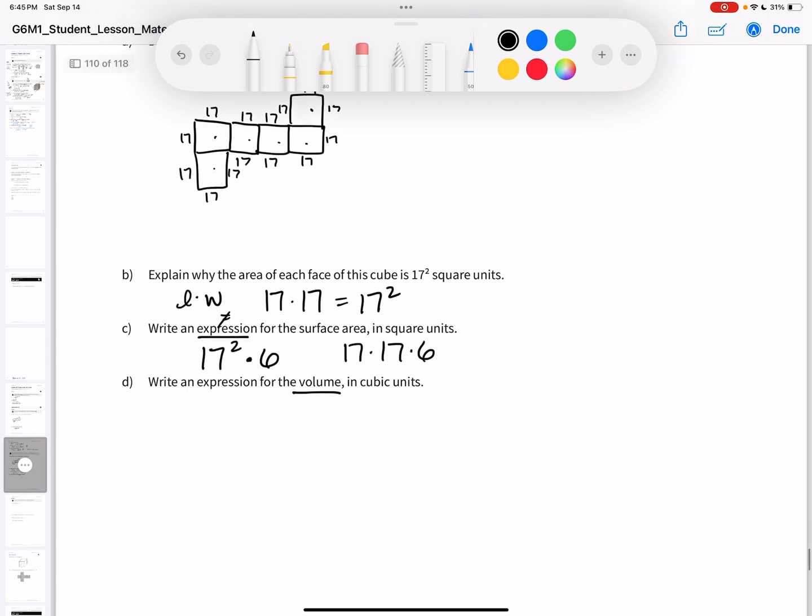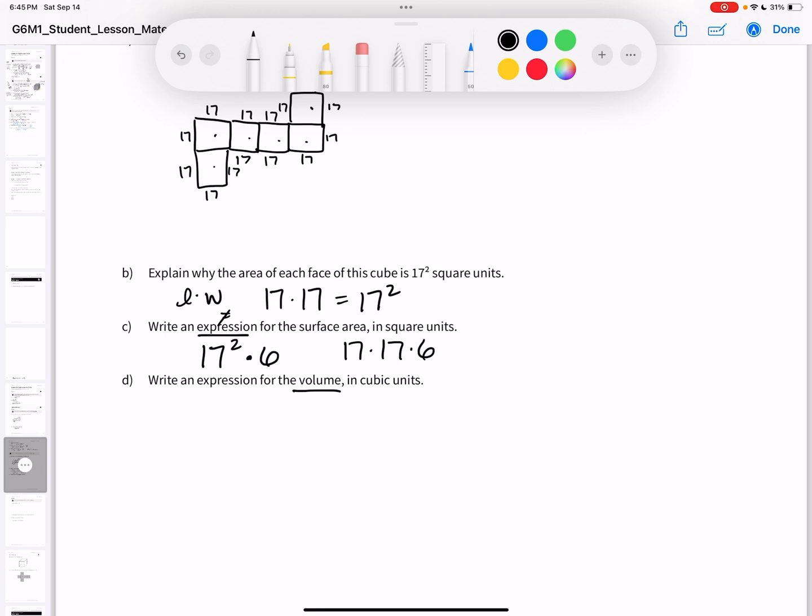Well, volume is length times width times height, and our length is 17, our width is 17, and our height is 17, so we would write 17 times 17 times 17. Or you could write it 17 cubed. So it'd be 17 cubed inches cubed, right?